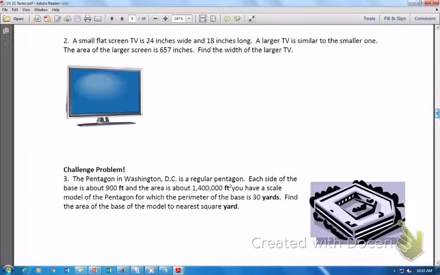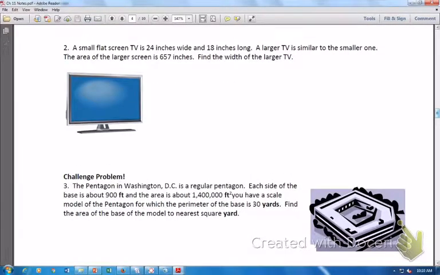Now, the TV. A small flat screen TV is 24 inches wide, 18 inches long. A larger TV is similar to the smaller one. The area of the larger screen is 657 inches. Find the width of the large TV.